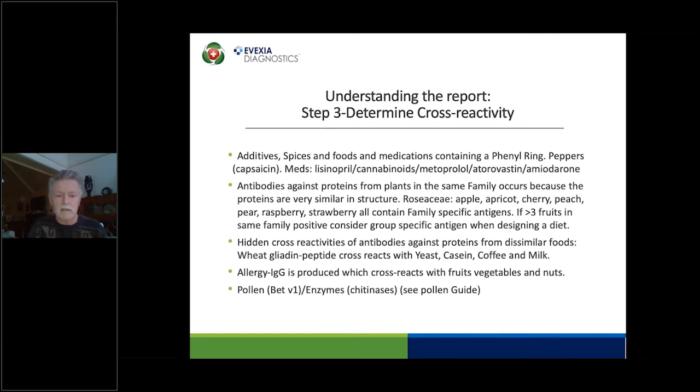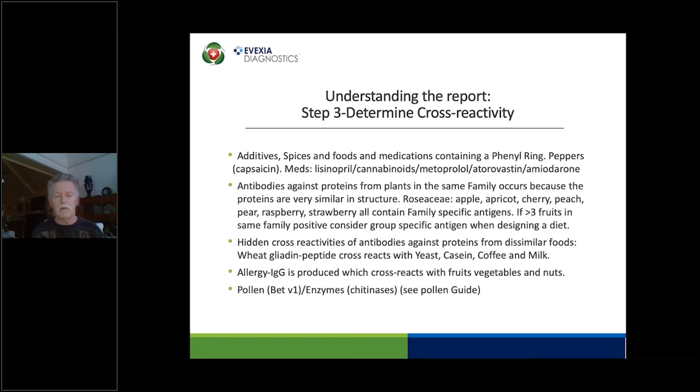So just understanding the report, one of the difficult things is the third step, which is to determine the cross-reactivity. And again, it's not difficult when you think your way through it, but it's a little bit of a difficult concept initially. So when we look at additives, spices, foods, and medications that contain something in common, like a phenyl ring. A phenyl ring is something that gives a spice its flavor. It gives an additive its functional properties. It gives a medication its effect.